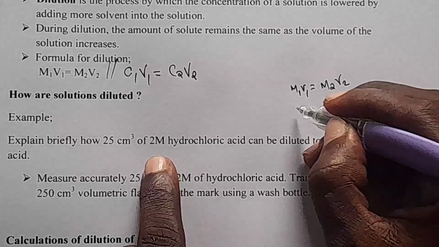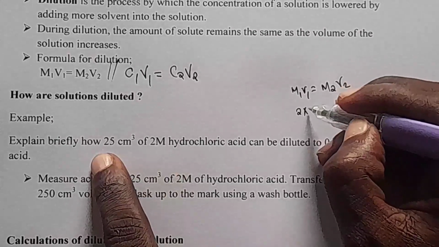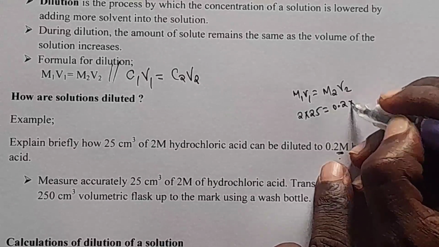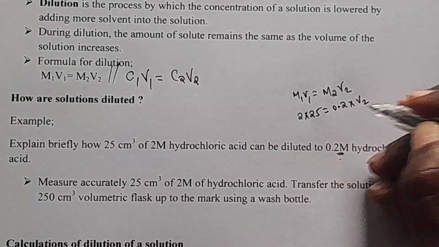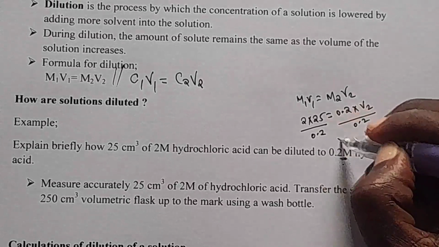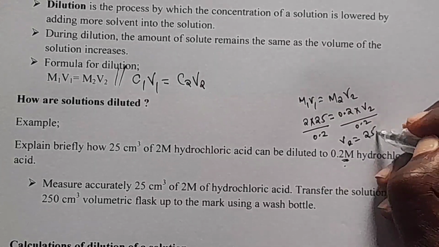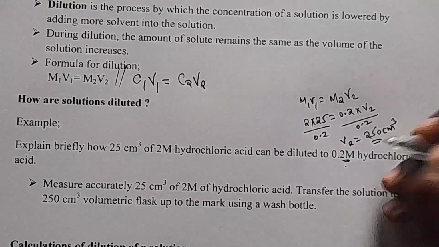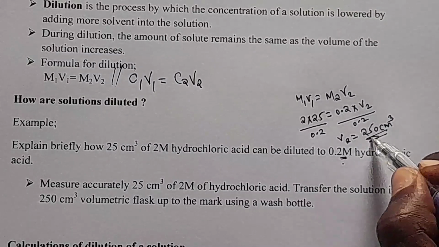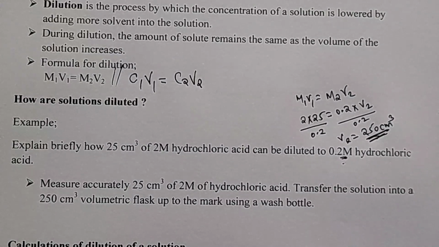Our molarity 1 is 2, volume 1 is 25, will be equal to molarity 2, which is 0.2, times volume 2, which we don't have. To get volume 2, we are going to divide by 0.2, and we divide here again by 0.2. So volume 2 here will be 250 cm³. For us to prepare this, we have to use a 250 cm³ volumetric flask for dilution.